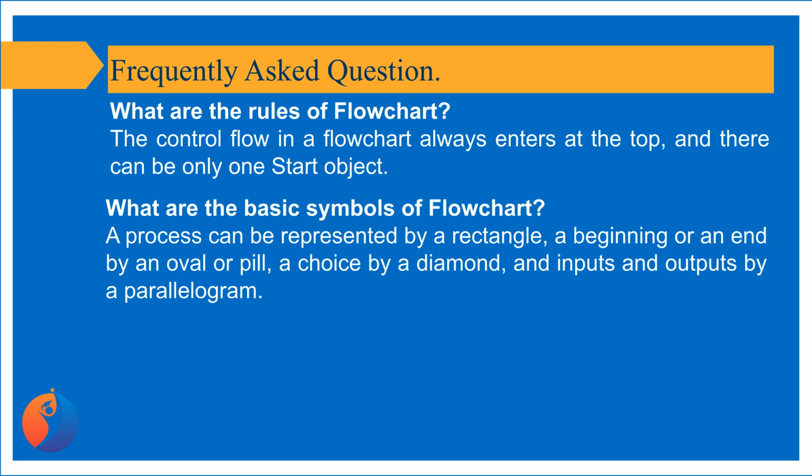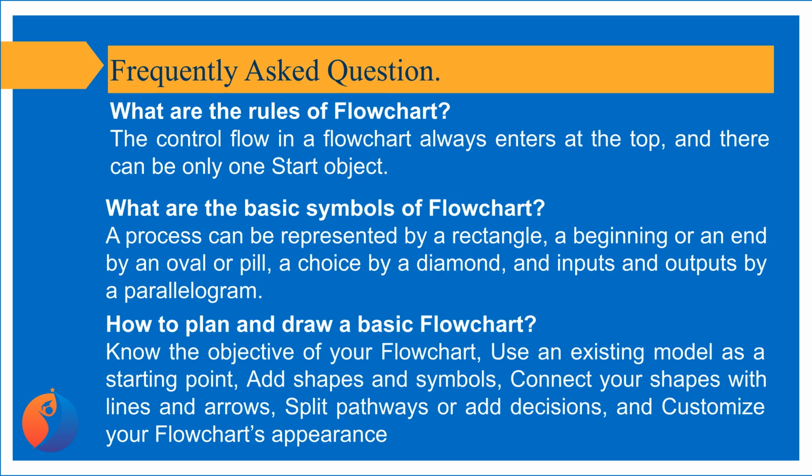What are the basic symbols of flowchart? A process can be represented by a rectangle, a beginning or an end by an oval or pill, a choice by a diamond, and inputs and outputs by a parallelogram. How to plan and draw a basic flowchart. Know the objective of your flowchart, use an existing model as a starting point, add shapes and symbols, connect your shapes with lines and arrows, split pathways or add decisions, and customize your flowchart's appearance.